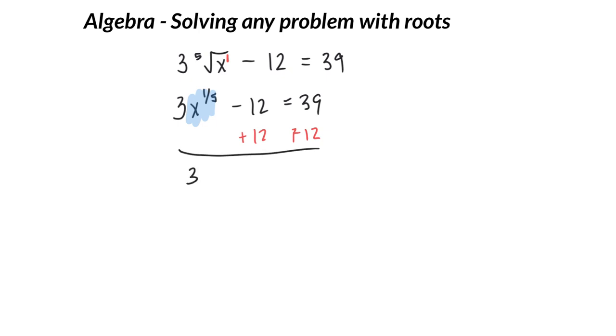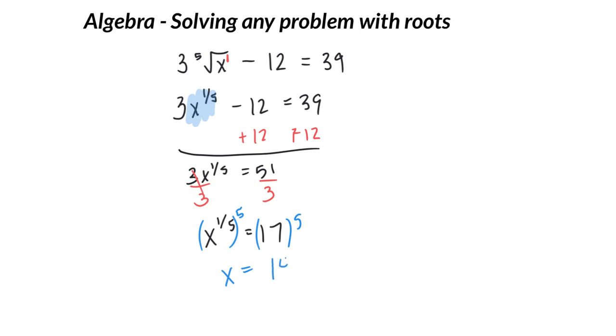So I've got 3x. I'm going to divide both sides by 3. So I've got x to the 1/5 equals 17. And the way I get rid of a 1/5 power is to raise it to the 5/1, or just 5 in this case. So x is equal to, if I type in 17 to the 5th, it's a huge number. It's over 1 million.